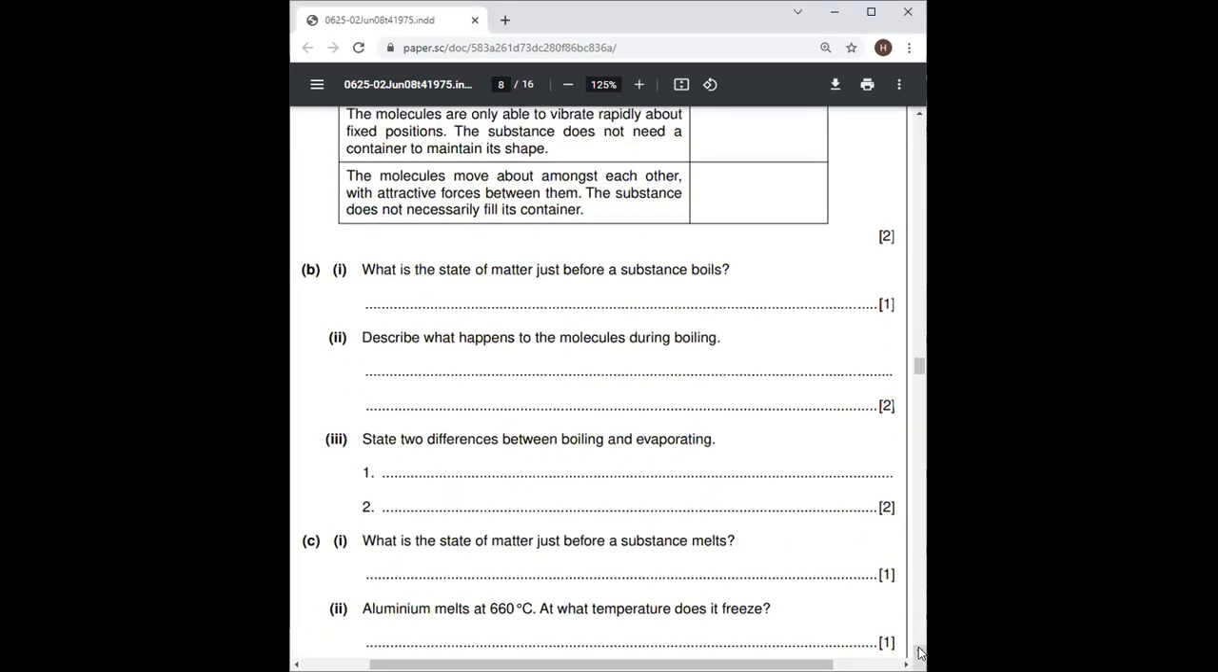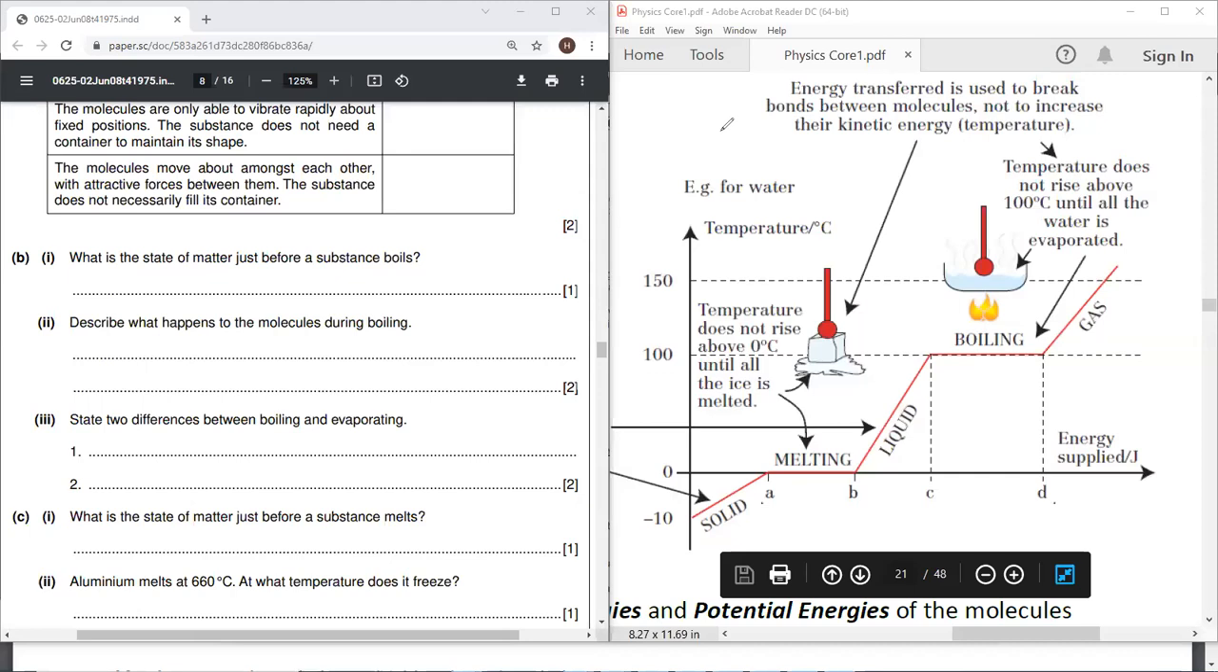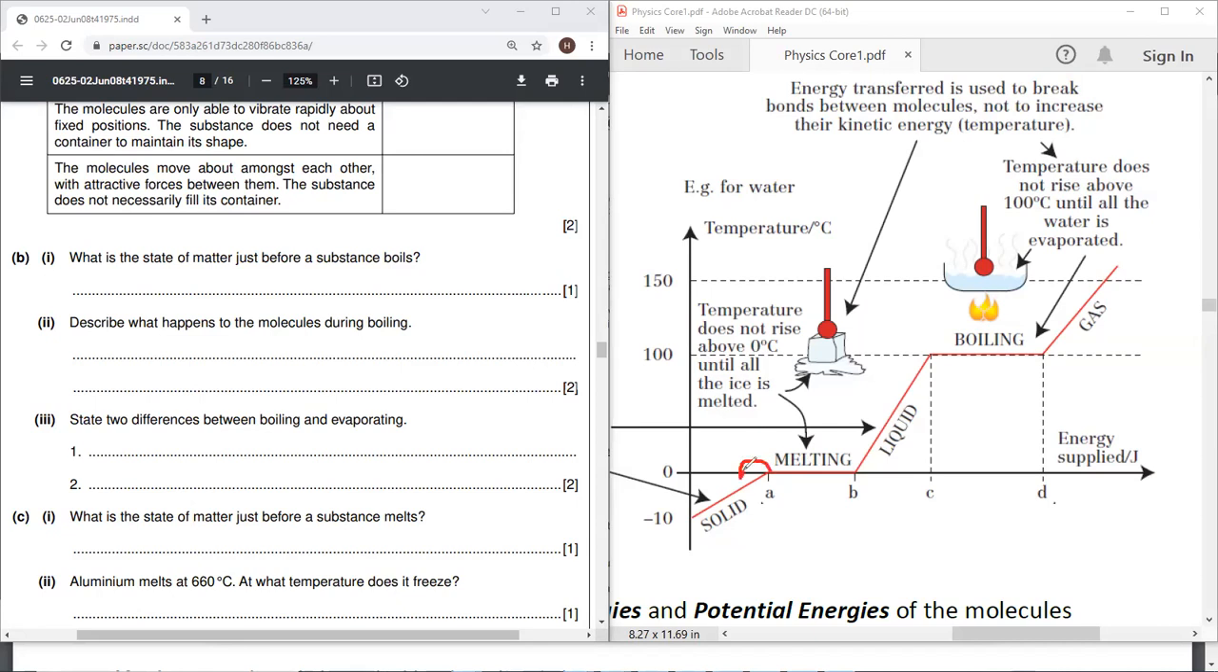State the state of matter just before the substance boils. Let's have a quick look at our graph. Before it melts, at the melting stage, it was a solid. Here he is asking about before it boils. So before boiling, it's a liquid.